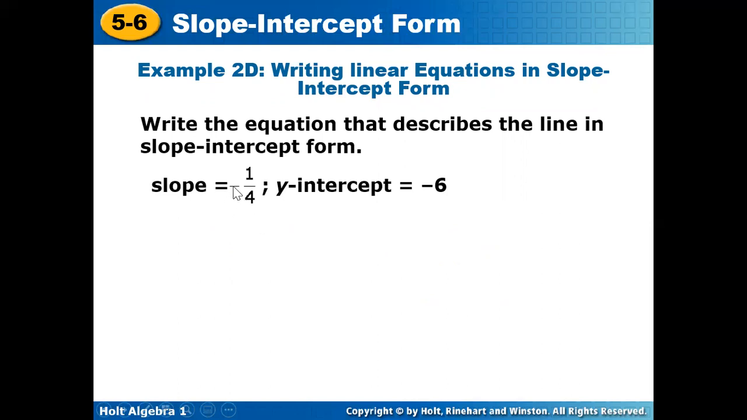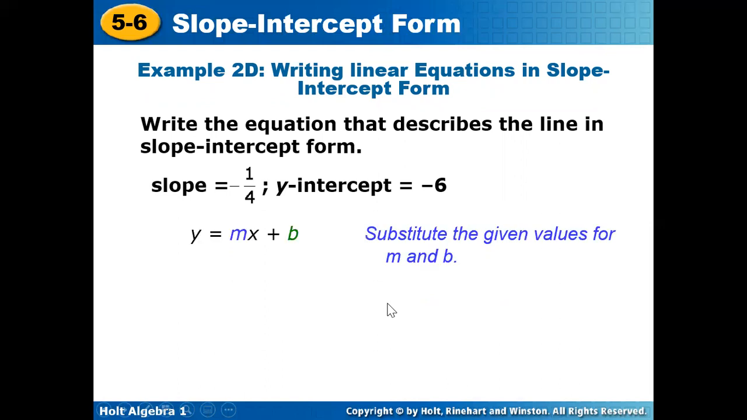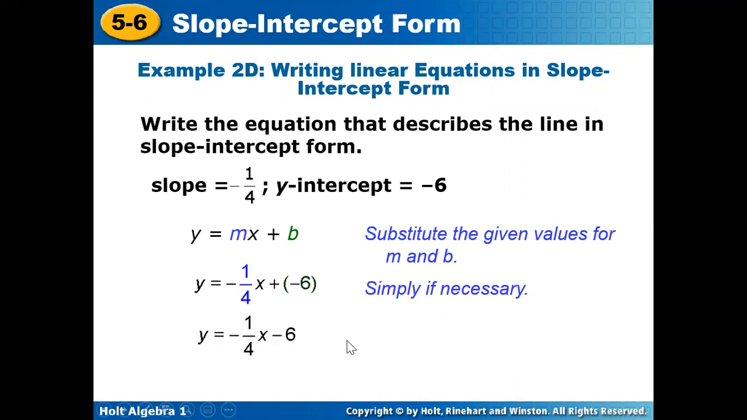And the same thing here. Notice that you have a negative slope and a negative y-intercept. We're just going to plug those numbers in where they go. Y equals -1/4 x plus -6, which simplifies to y equals -1/4 x minus 6.